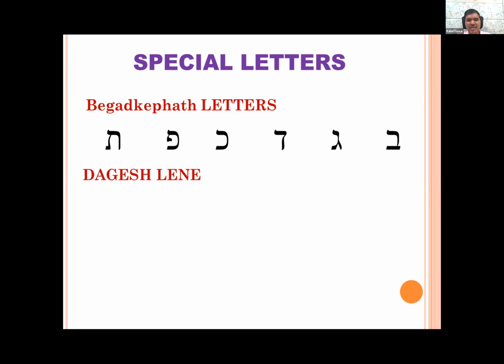For example, if I put a dagesh in each letter, their pronunciation is slightly changed. Before dagesh, the letter bet is called a spirant letter, and its pronunciation is vet, with a slight breath. But when we put a dagesh, then it is bet, B. But before dagesh, it is v. Getting it?